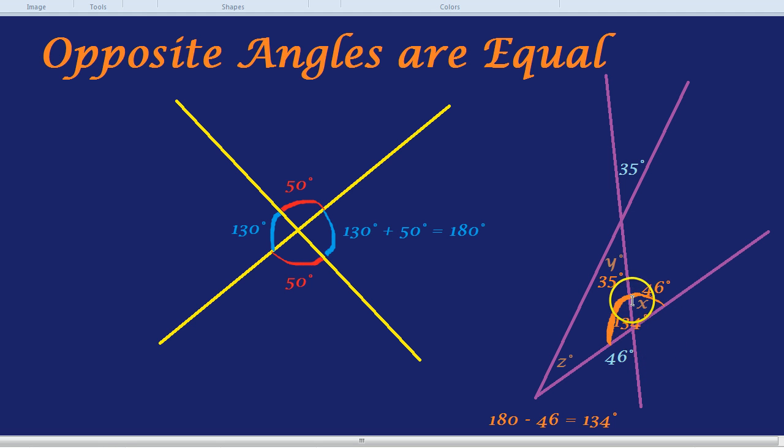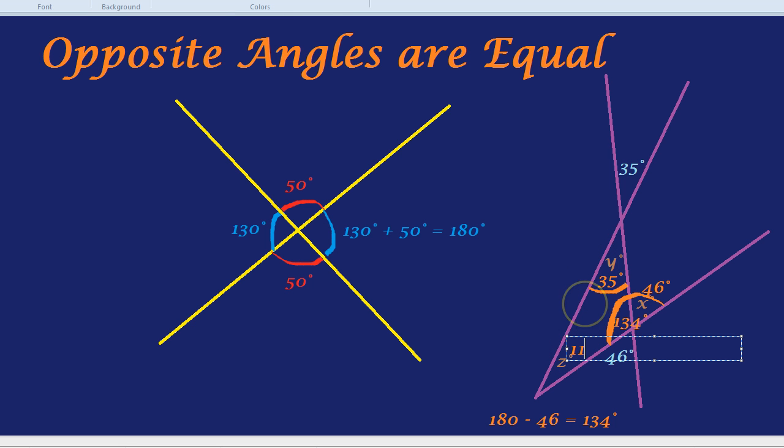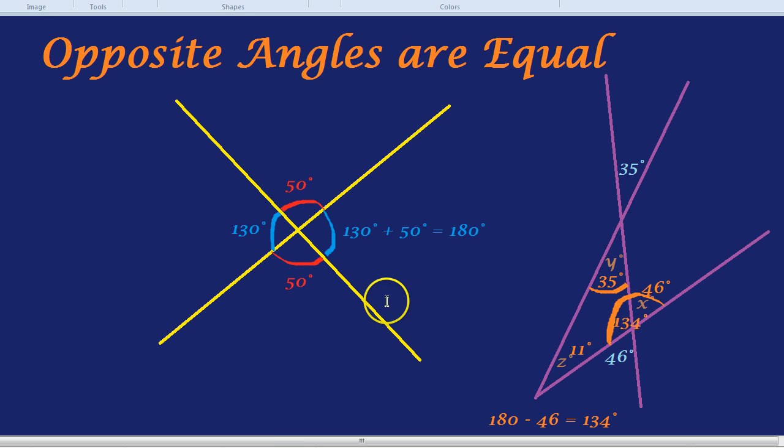Now, we have 134 degrees here, 35 degrees there, and we're looking for Z. What do the angles inside of a triangle add up to? The angles inside of a triangle, as I've shown in a different video, add up to 180. What we have so far is 134 plus 35, which is 169. So all that's left over from 169 to get to 180 is 11 degrees. So Z is 11. And we couldn't have done any of that without knowing that opposite angles are equal.